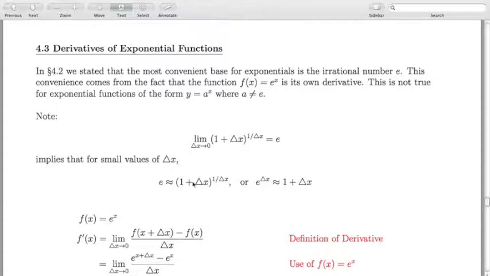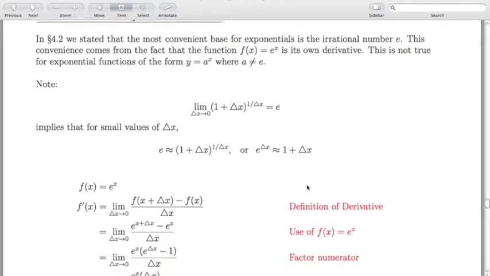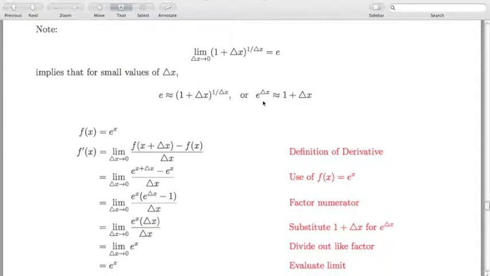1 plus delta x. Because here, if you have a power of 1 over delta x to the power of delta x, then the exponents cancel and that exponent becomes a 1. You have 1 over delta x times delta x, and it becomes just a 1. So the power of this becomes a 1. If you think about it, just take your e and then raise it to the power of delta x, you'll get this. So take this definition to the power of delta x, you get this. Okay. So now we're going to use this result, that e to the delta x is 1 plus delta x.